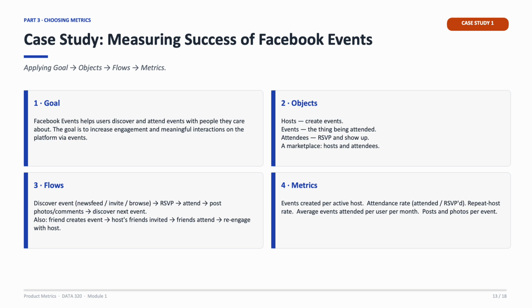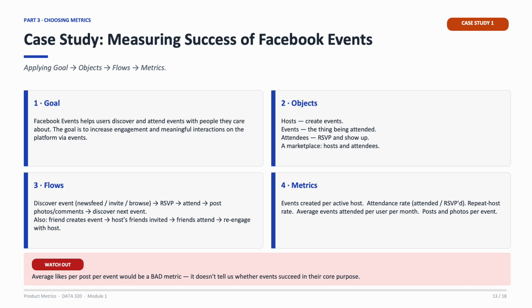So each metric has a clear question behind it. Contrast with the bad metric in the corner: average likes per post per event is measurable, but it doesn't tell us whether Facebook Events is achieving its actual purpose. So now we have a clear pattern for choosing metrics. The next half of the lecture is about what you do when those metrics move, when something changes and you have to figure out why. This is where today's material starts to look a lot like last time's material on root cause analysis.